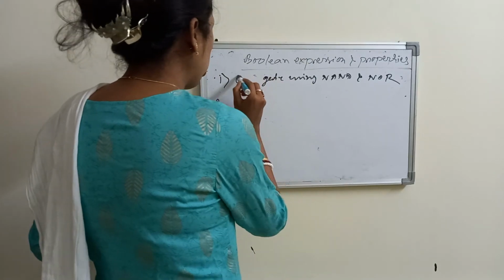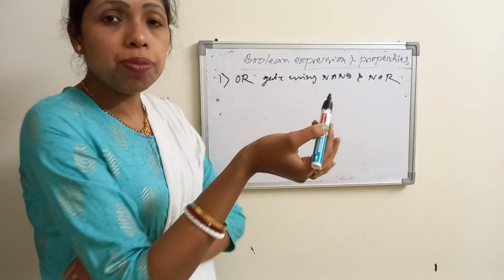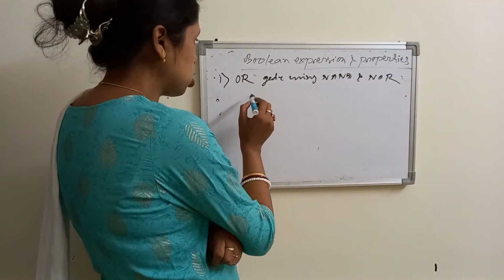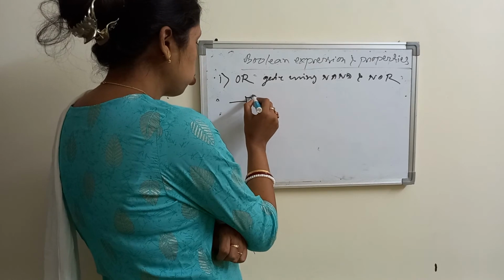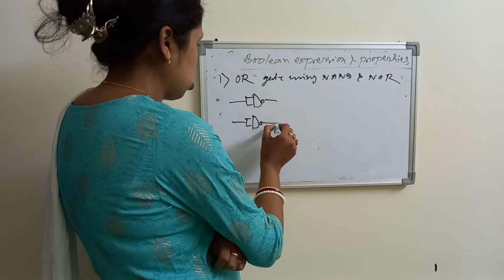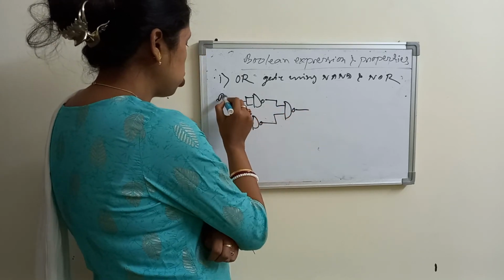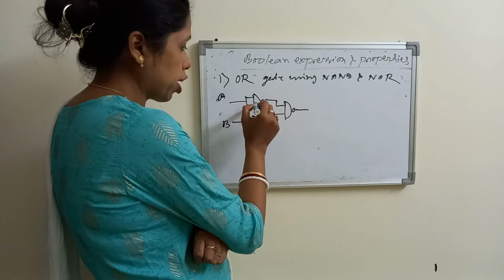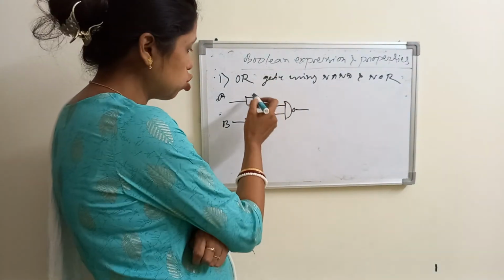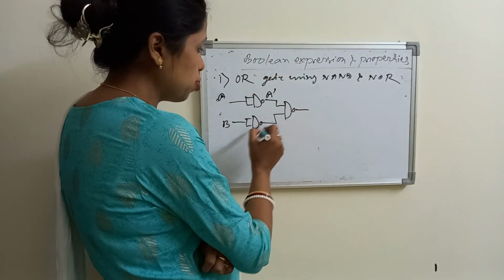Next is the OR gate using NAND and NOT. That is the reverse of the AND gate. So for the OR gate, I am just writing, if you want to do it using the NAND gate, here you will get this. Suppose here it is A, here it is B. This is the NOT gate, as I told. If you want to implement NOT using NAND, this will be the NOT gate. Here you will get A prime, here you will get B prime.